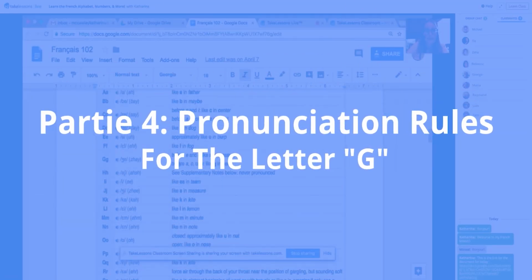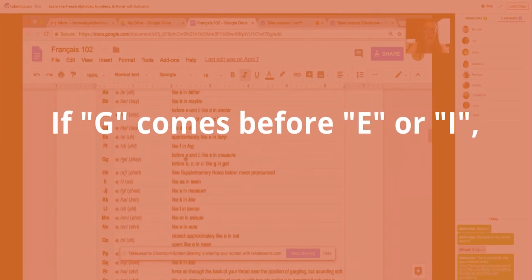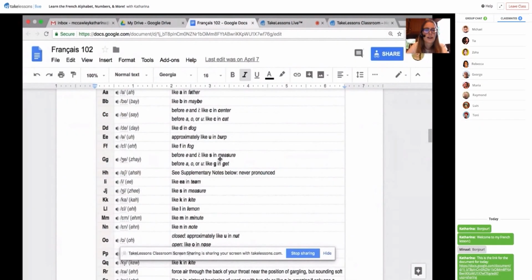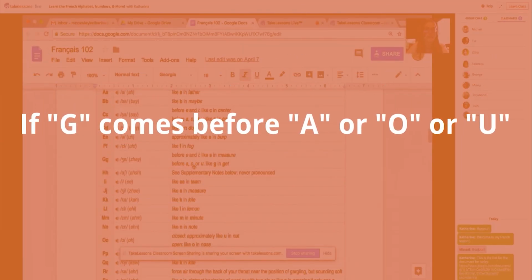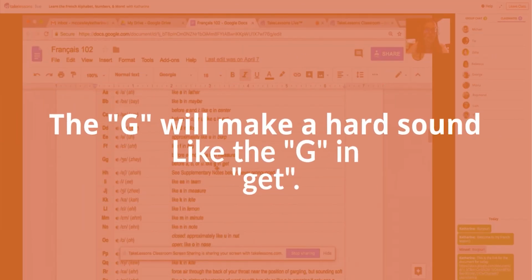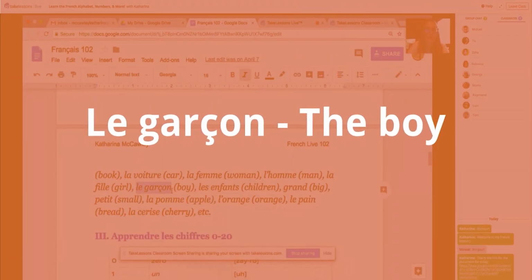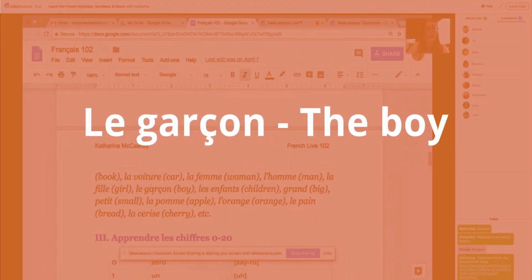G, it depends. If it's before an E and an I, it's like S in measure. But if it's before an A, O, or U, it's like a G in get. So it depends. Let's see. We have le garçon, the boy. Because we have an A right after it, it's like G in get.